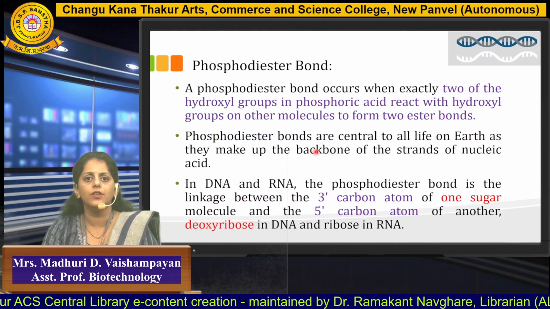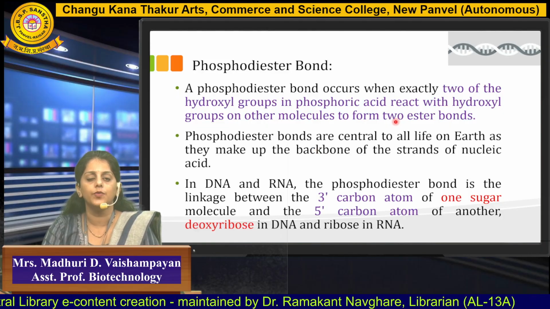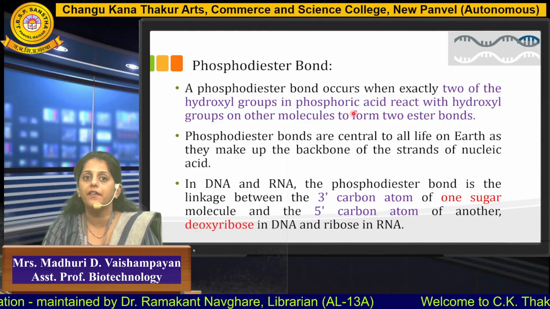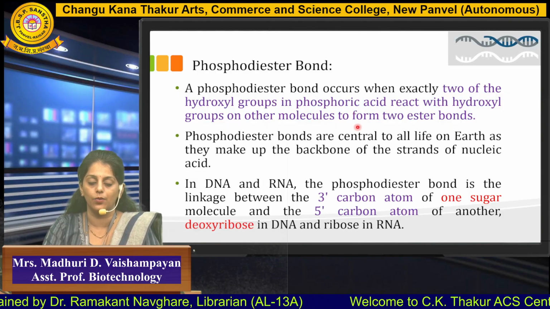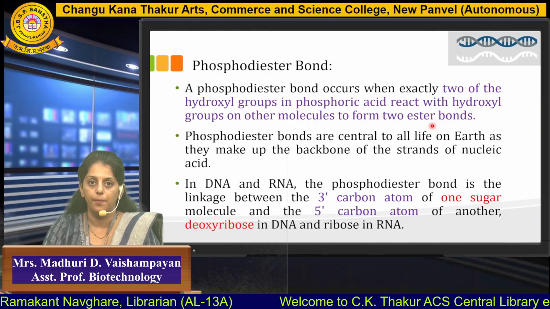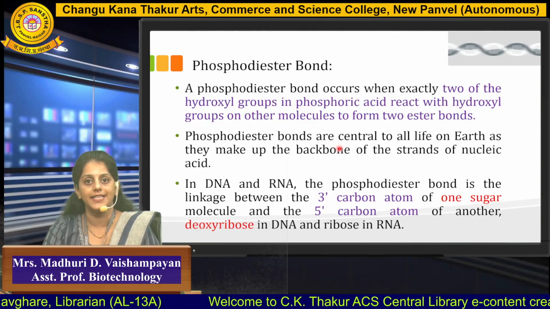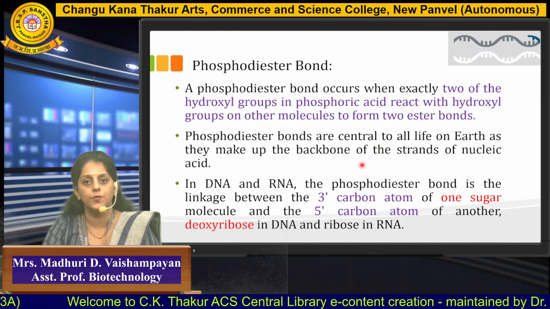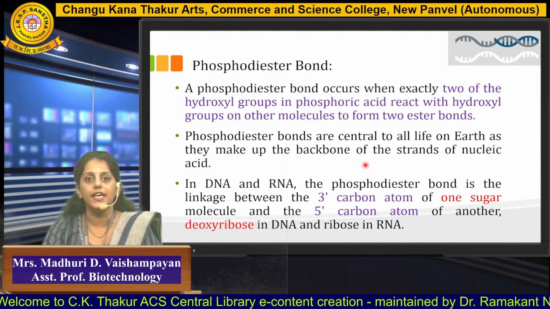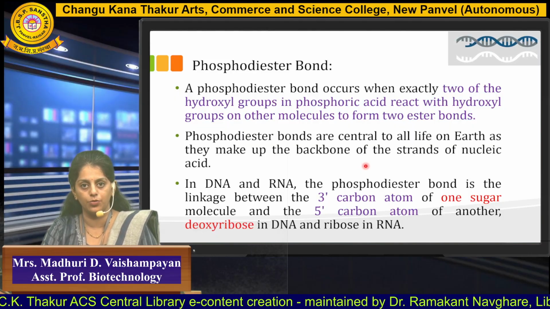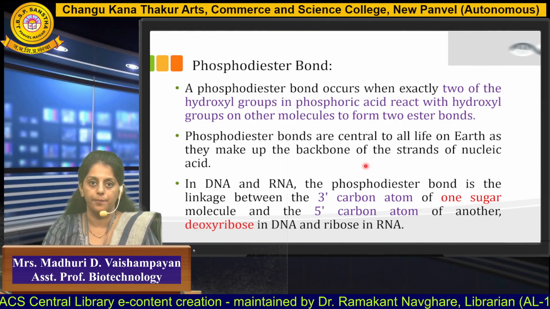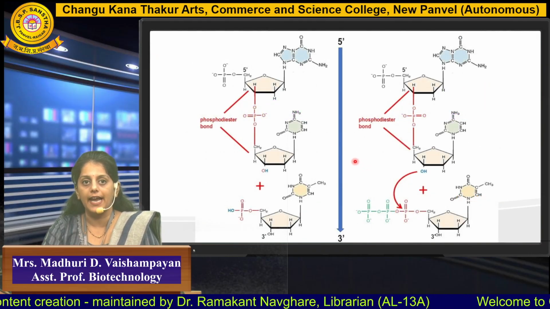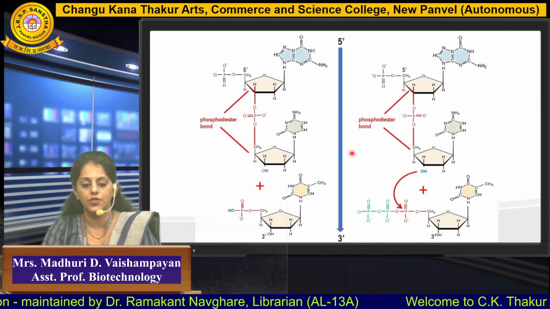Whenever we are talking about this phosphodiester bond, it involves two hydroxyl groups. The two hydroxyl groups present in the phosphoric acid will react with the hydroxyl groups of other molecules, and they will form two ester bonds. These phosphodiester bonds are central to all life on Earth. In DNA and RNA, the phosphodiester bond is the linkage between the 3rd carbon atom of one sugar and the 5th carbon atom of another. This is how the phosphodiester bond is formed. This is the diagrammatic representation of how the phosphodiester bond is formed.